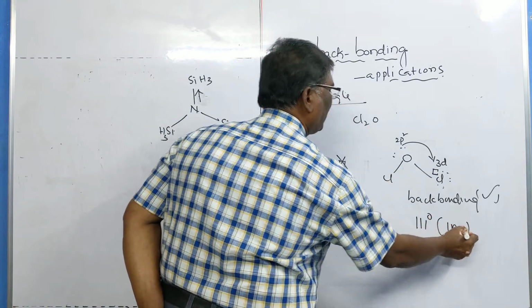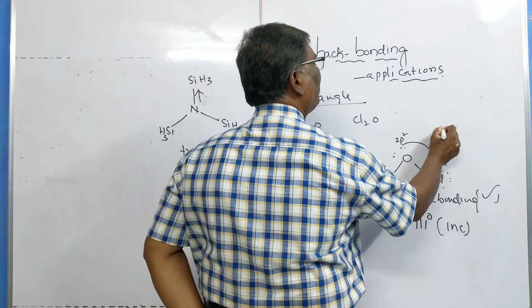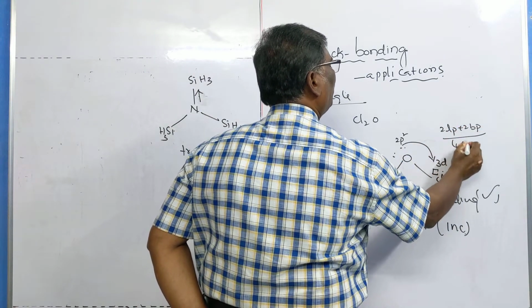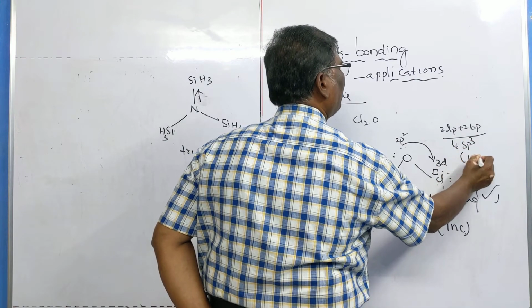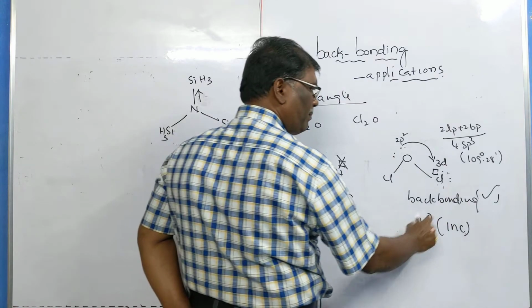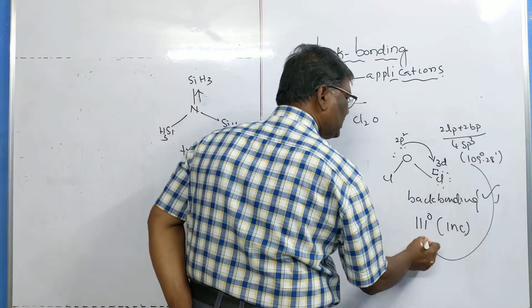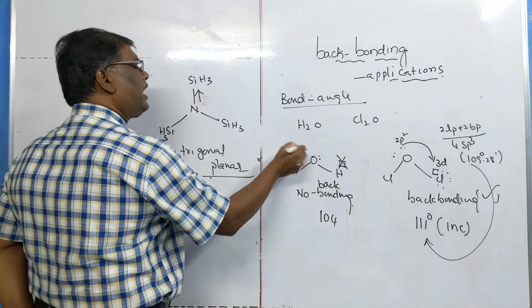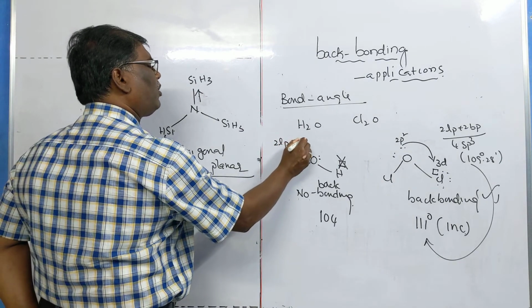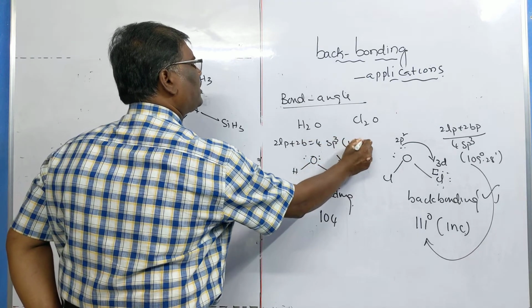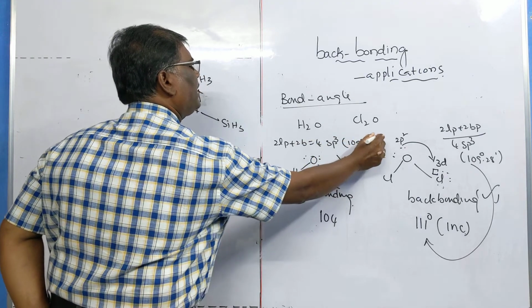It increases to 111. Actually for sp3, because it has two lone pairs and two bond pairs, 2 plus 2 means 4, and 4 means sp3. sp3 means we expect 109 degrees 28 minutes. But because of back bonding, the angle is increased to 111. Of course, the other one also has 2 lone pairs and 2 bond pairs, totally 4. 4 means sp3.